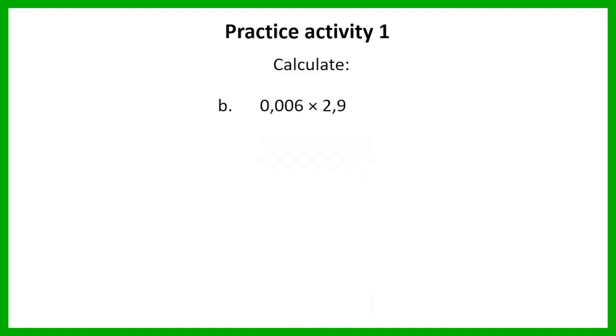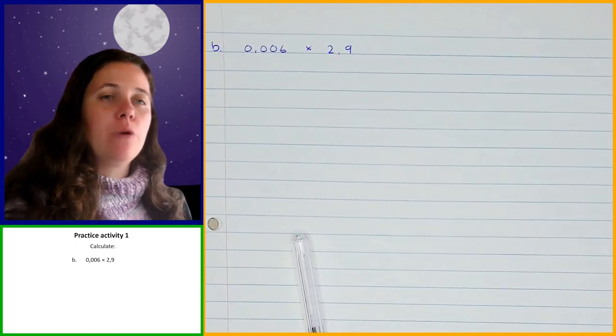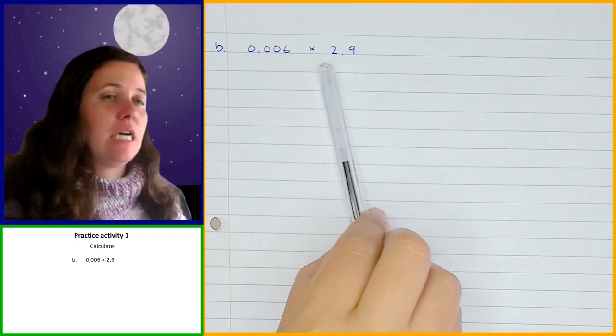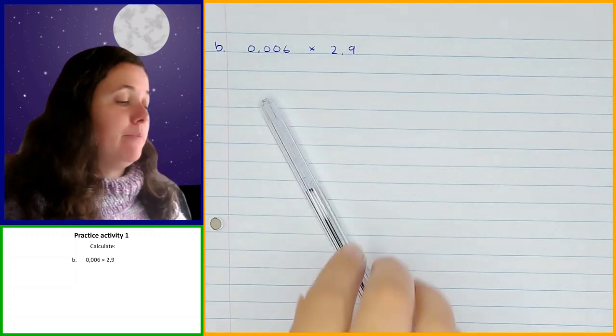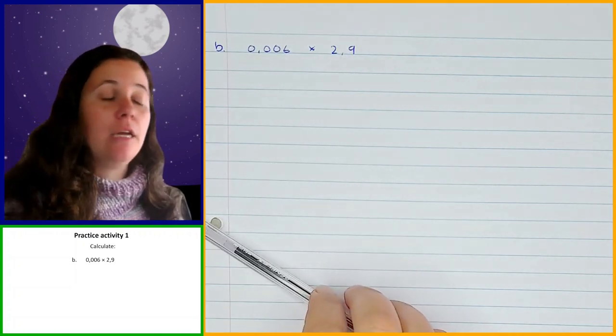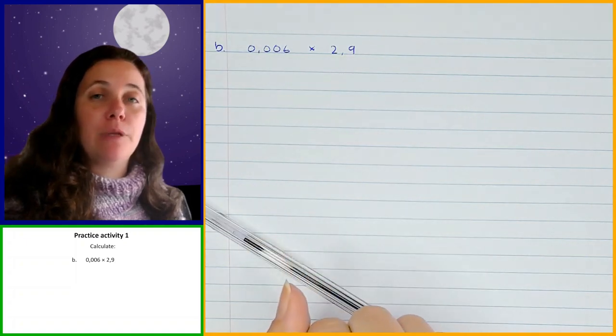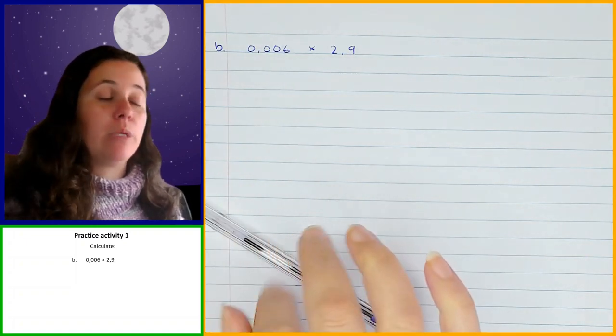Okay, so let's go through that one. So over here, we've got 0.006 times 29. Okay, so now this one isn't as simple to multiply. We're multiplying 6 and 29 together. So I'm going to use the multiplication method that we used earlier in the other example we did.